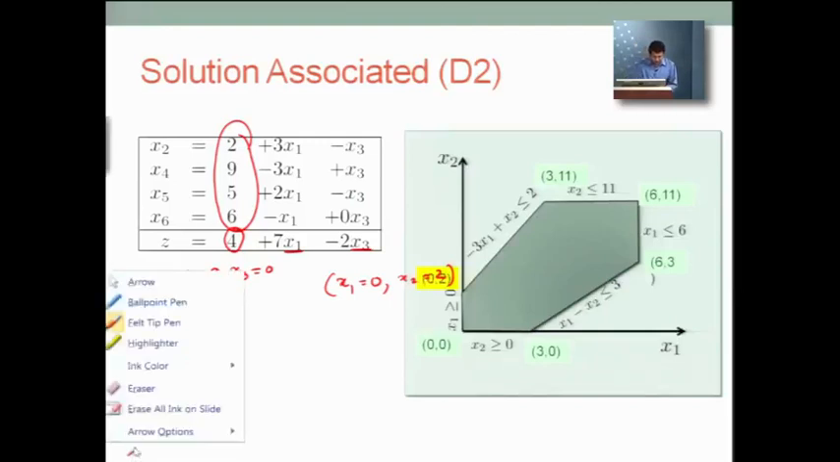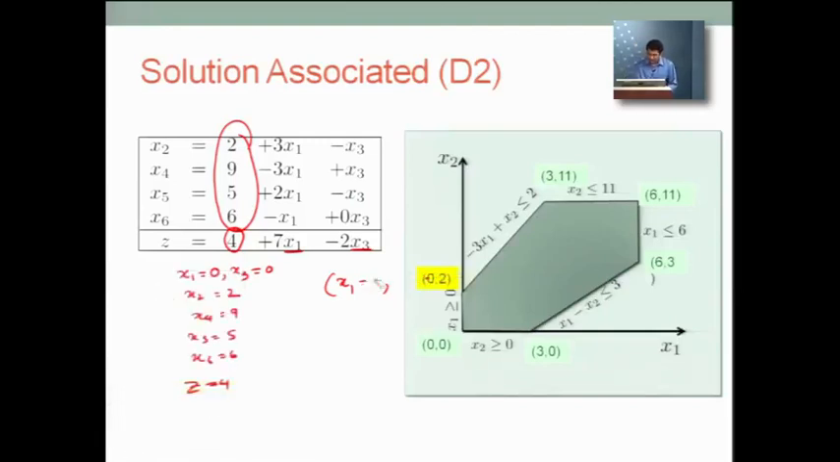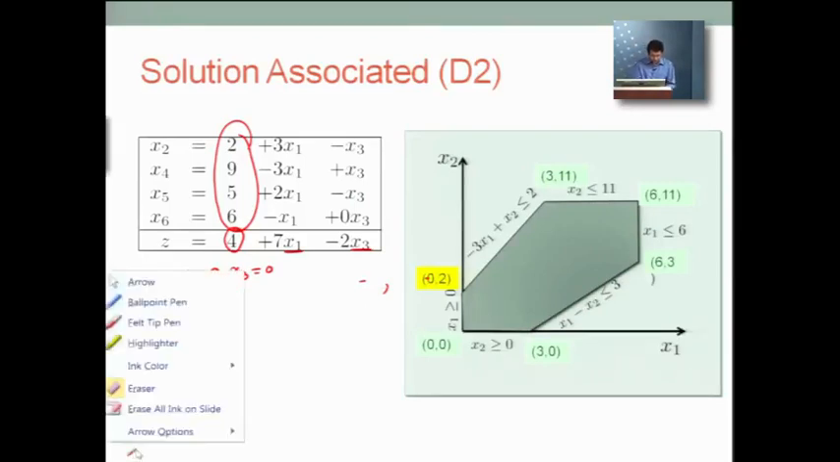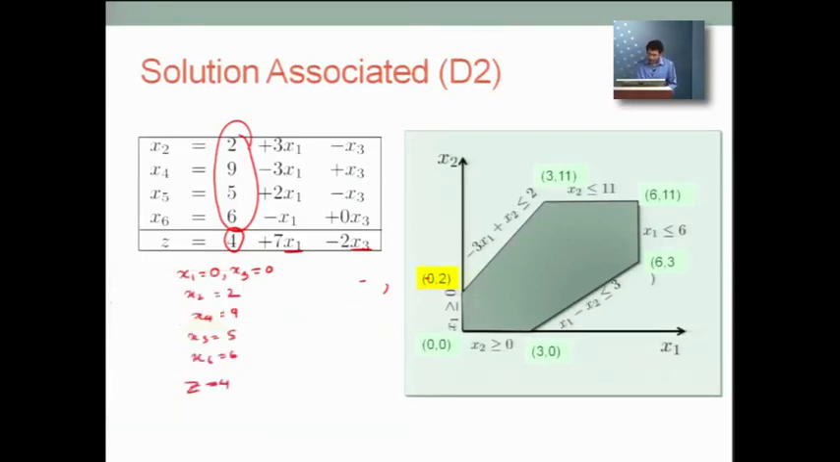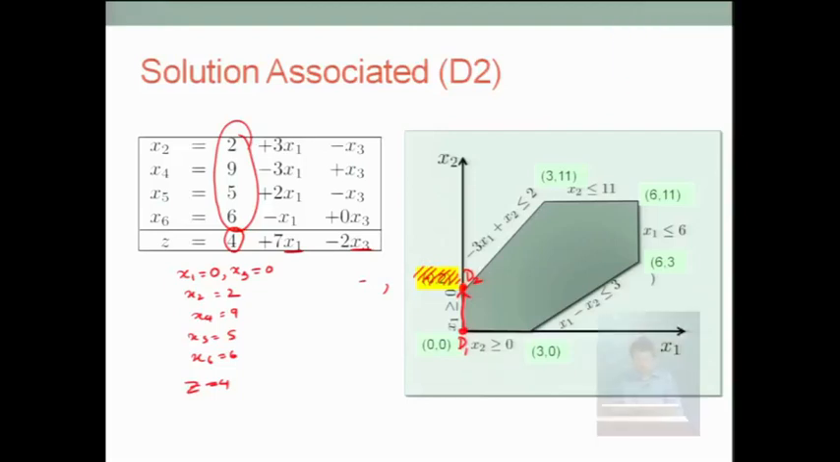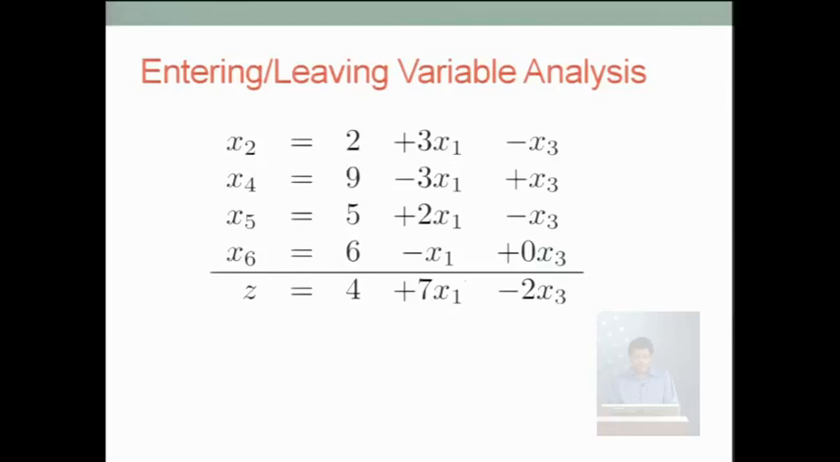Let me use the eraser to erase this picture a little bit better. So what this means is that we are currently at (0, 2). We used to be here, now we have gone one step and we are here. This is dictionary D1, the original dictionary, and now this is dictionary D2. The solution associated with this dictionary is this vertex, (0, 2). All right, so we have D2.